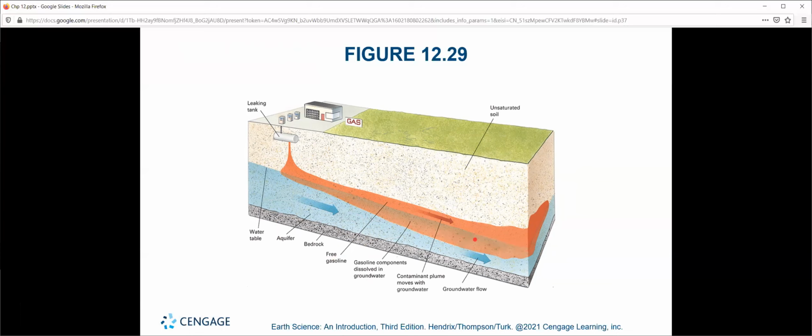And it's, again, gasoline is less viscous than water. It's going to flow through. Maybe this groundwater is going to a lake. Now you're affecting the lake.